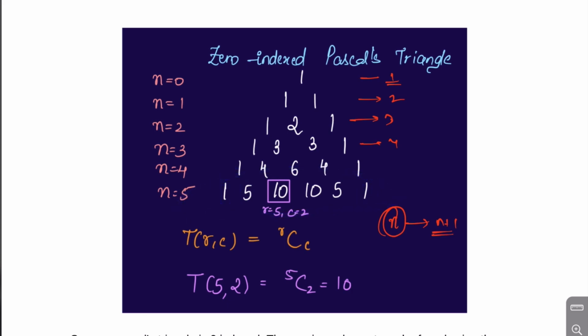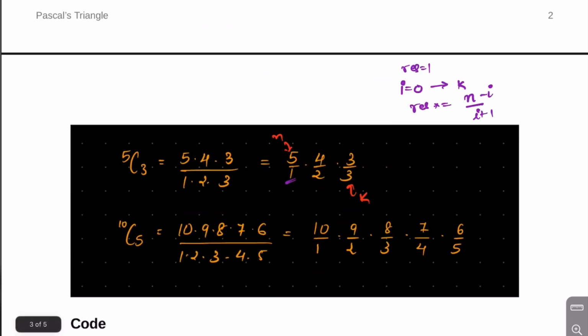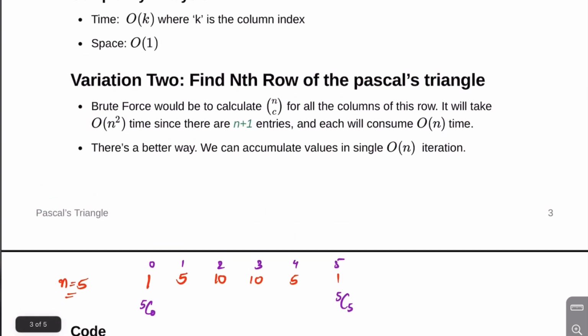So basically, if they are asking, let's say, the fifth row, then you can initialize a list of size 6, and then you can calculate the values from 5 choose 0 till 5 choose 5, right? These are 6 values. Entry number 0, entry number 1, 2, 3, 4, 5. Now, this is the brute force approach, but this is not a good approach. Why? Because it will consume a lot of time, right?